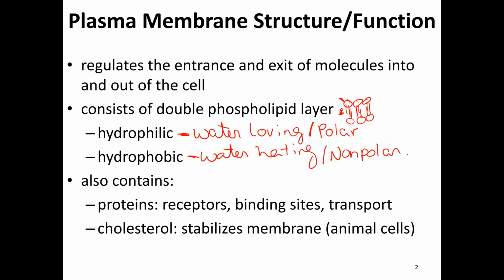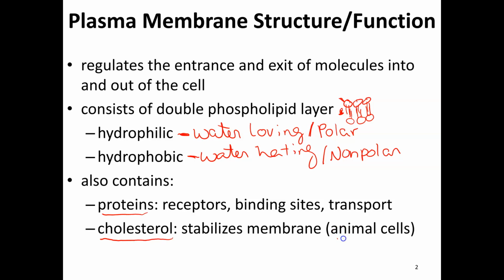So within the plasma membrane, we also have multiple proteins that have many different functions. And we have special molecules called cholesterol, or another form of molecule like cholesterol, maybe ergosterol is an example, that stabilize the plasma membrane. So cholesterol is found in animal cells. Ergosterol would be found in fungal cells.